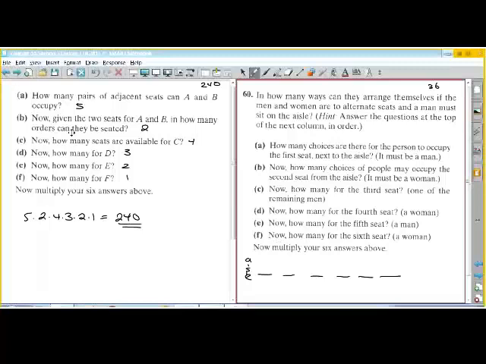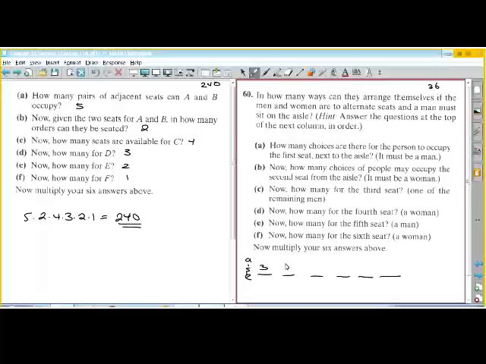So before, when we did this first problem, when we didn't have any restriction on sex as far as the first seat, we said there were 6 choices. In this case, there are 3 choices because it has to be a man. Then you go to the next chair. Well, if it's man, woman, man, woman, man, woman, the next one has to be a woman.